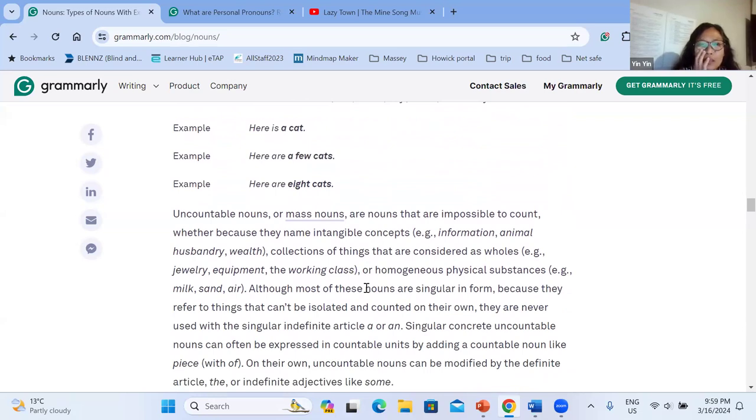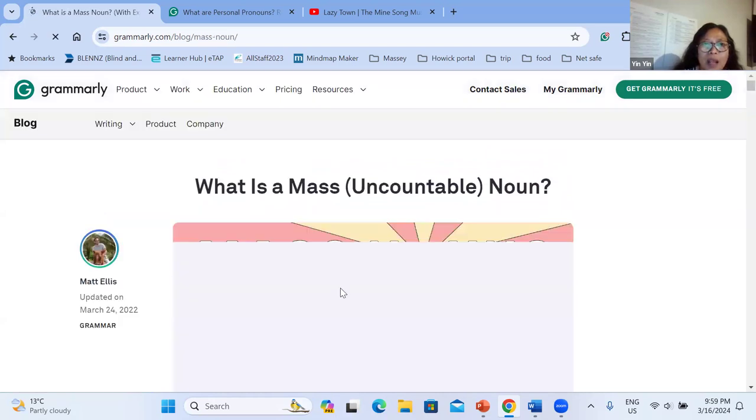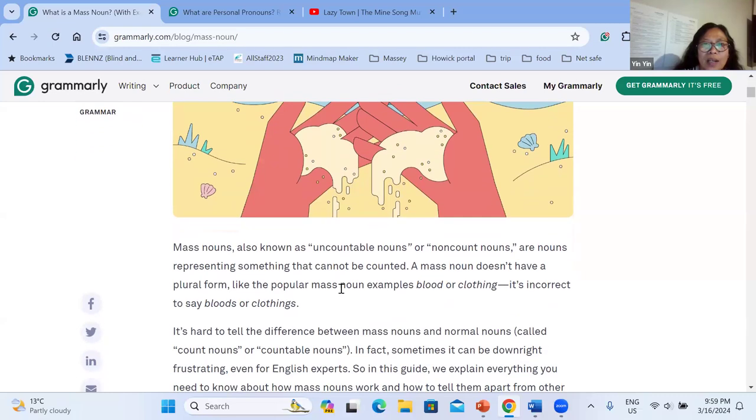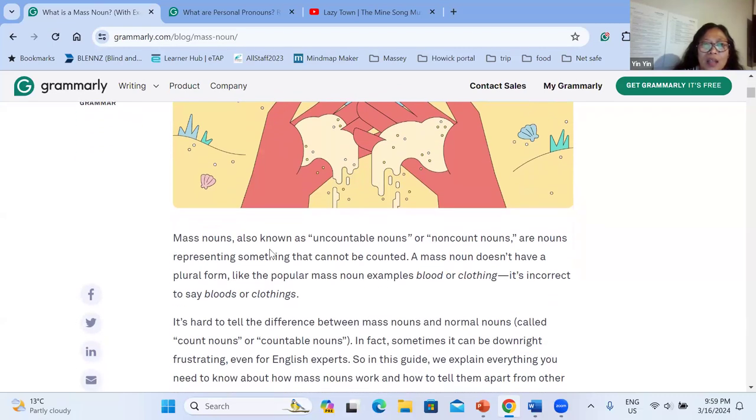Uncountable nouns, or mass nouns, are nouns that are impossible to count. What is an uncountable noun? Mass nouns are nouns representing something that cannot be counted.